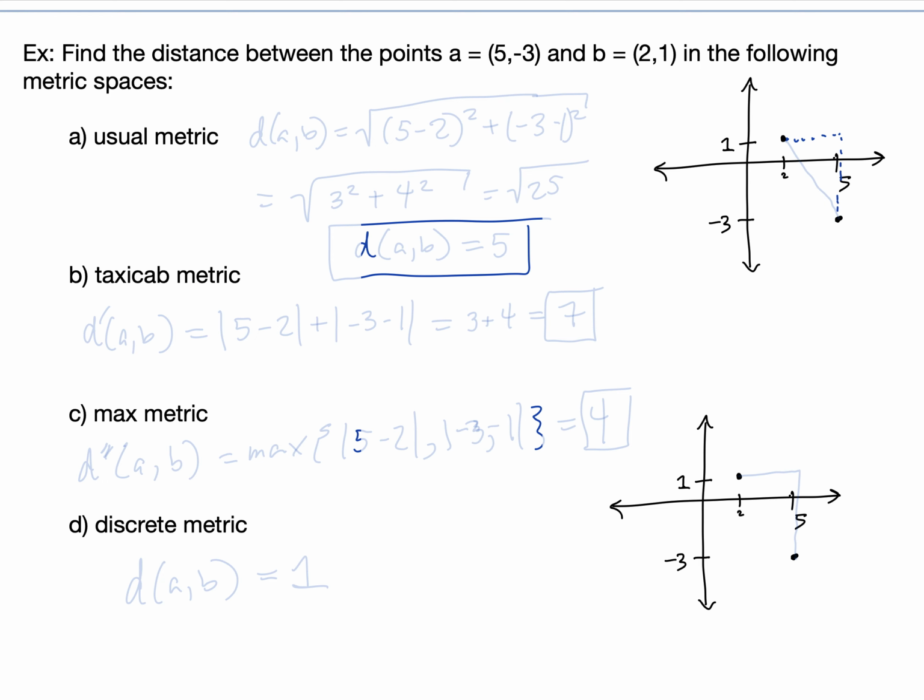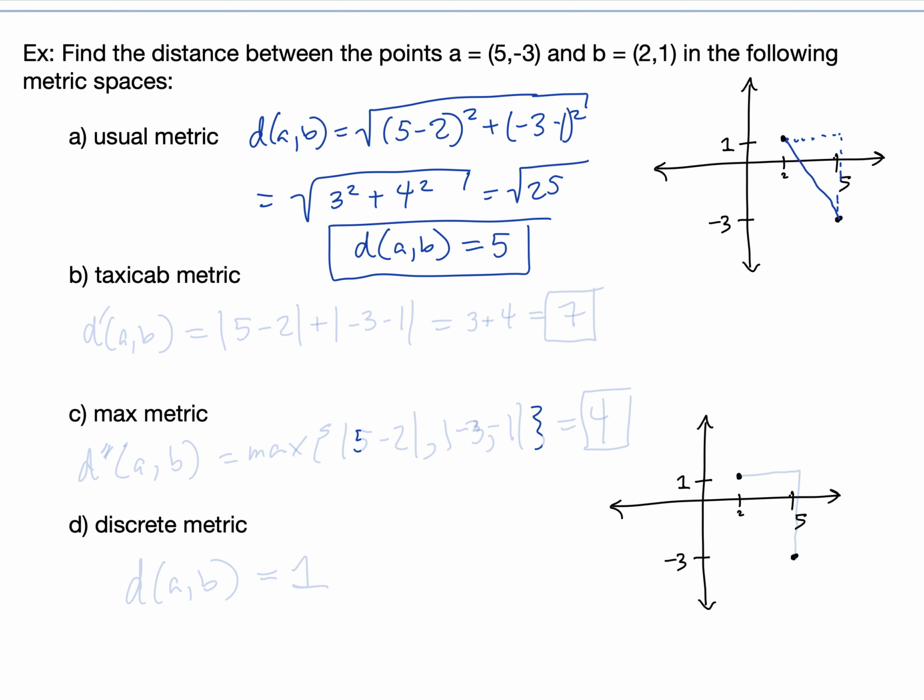All right, so when we're thinking about the usual metric, that means the distance that we're interested in is the straight line between those points. And we know that the distance between A and B is given by the square root of the differences of the components squared. So the x-coordinates, 5 minus 2 squared, plus the difference in the y, negative 3 minus 1 squared. That would give us the square root of 3 squared plus 4 squared. So that's the square root of 25, and therefore the distance between A and B in the usual metric would be 5.